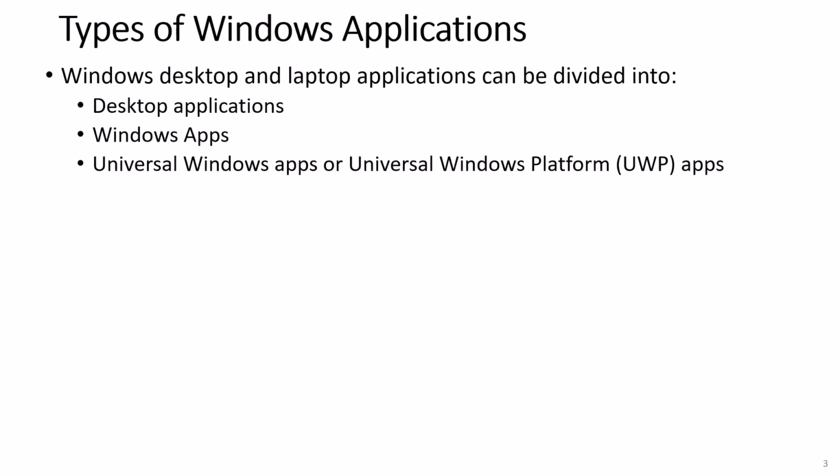Windows desktop and laptop applications can be divided into desktop applications, Windows apps, and Universal Windows apps or Universal Windows Platform, UWP apps.